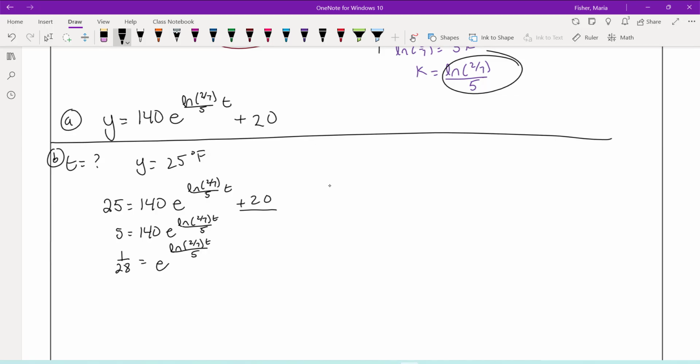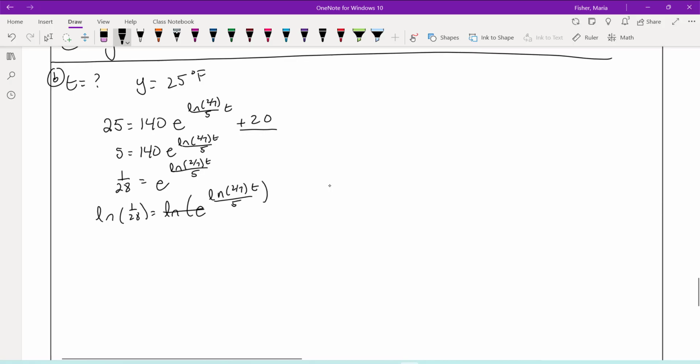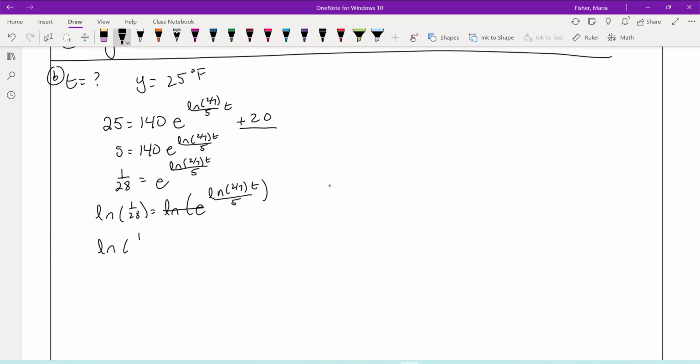Taking the natural log of both sides to solve for t, the natural log of 1 over 28 is going to equal the natural log of e raised to the natural log of 2/7 t divided by 5. Well, the natural log and e are going to cancel on the right-hand side, and we end up with the natural log of 1 over 28 is equal to the natural log of 2/7 t divided by 5. Solving for t, first multiplying by 5, and then dividing by the natural log of 2/7, and we end up with t is equal to 5 times the natural log of 1 over 28 divided by the natural log of 2 over 7.